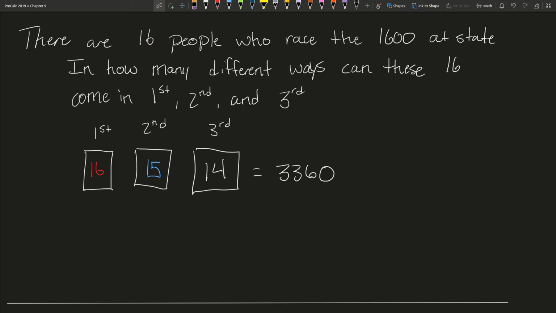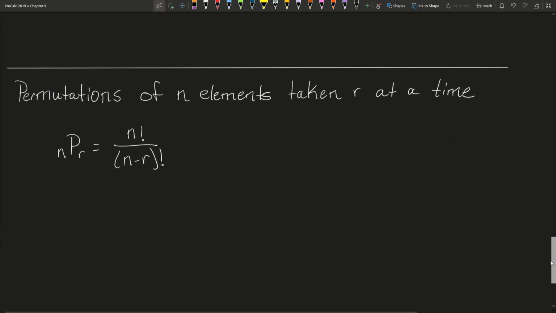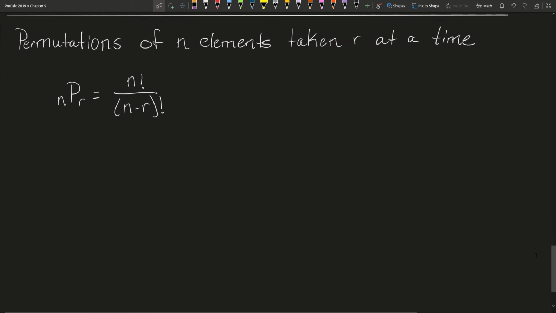All right, so this is kind of a subset of permutations. And what it boils down to is this equation. And kind of like combinations, it's very, very similar. Permutations of n elements taken r at a time is said to be nPr, n permutation r. And it ends up being this equation.